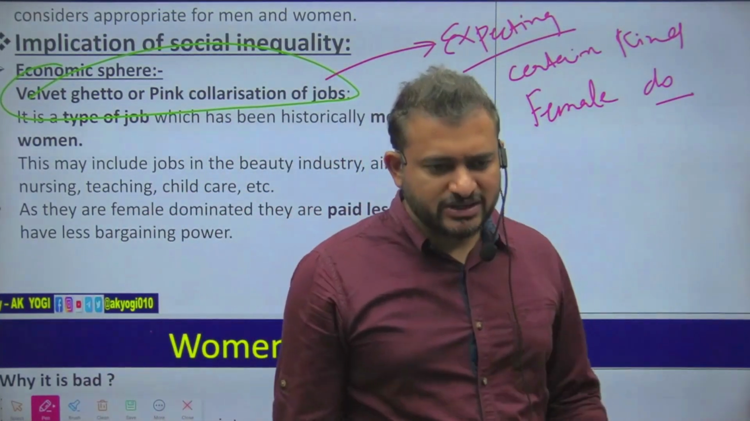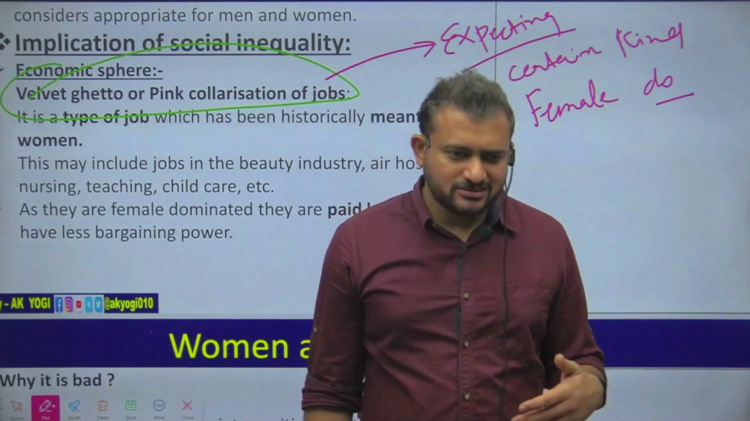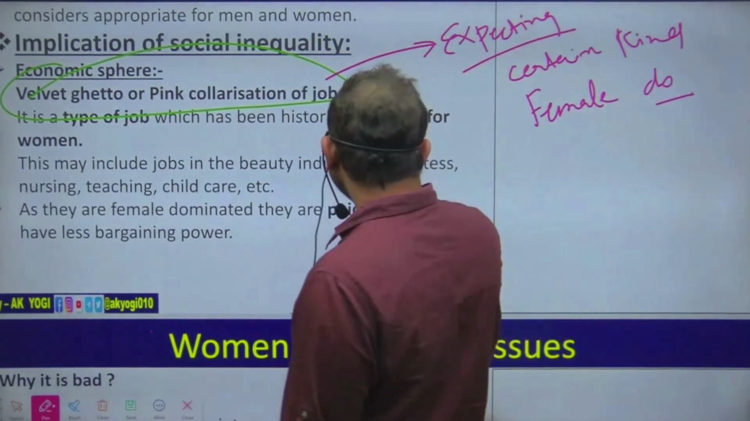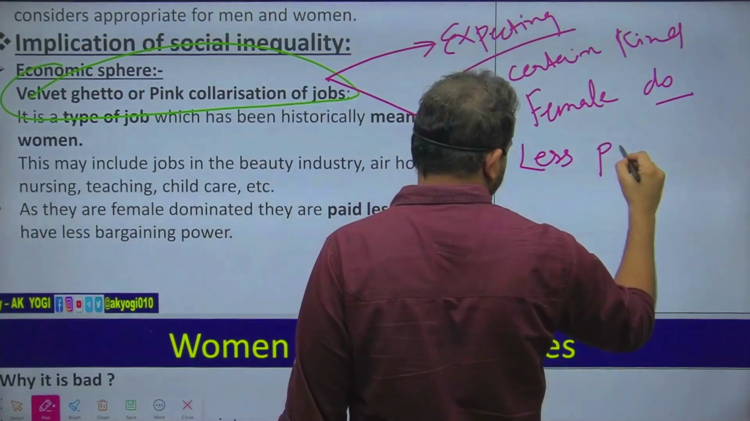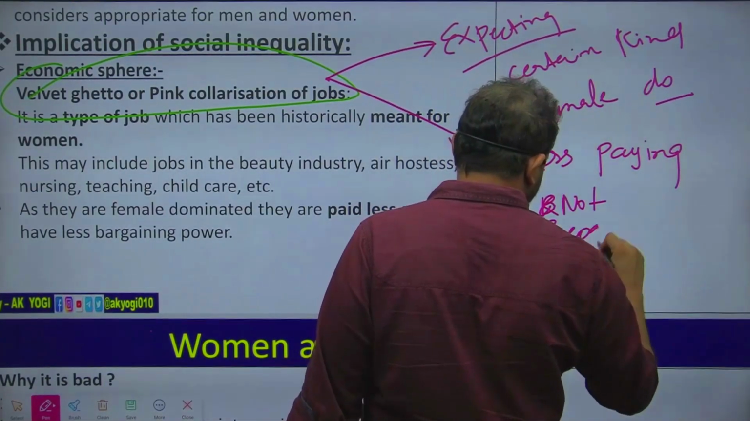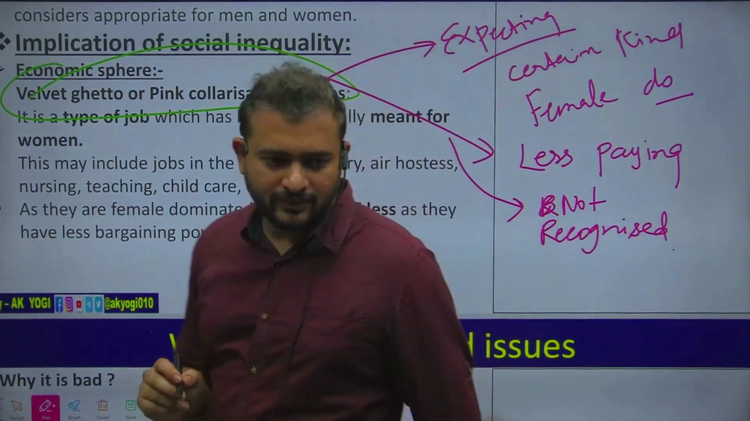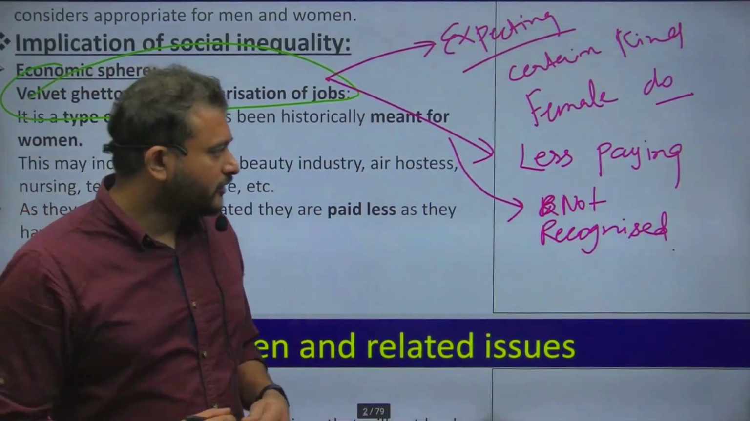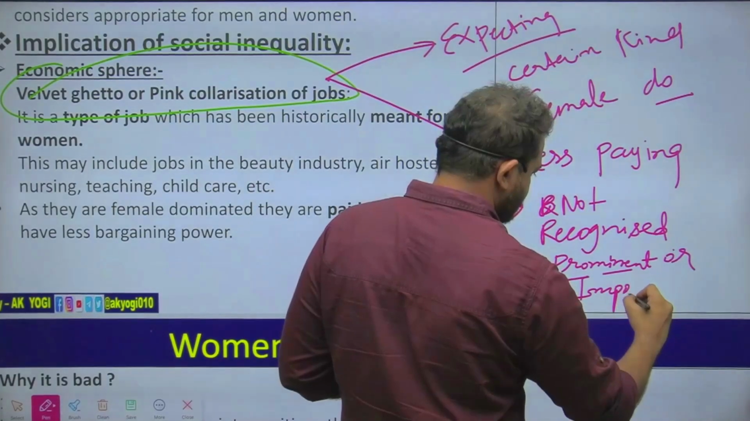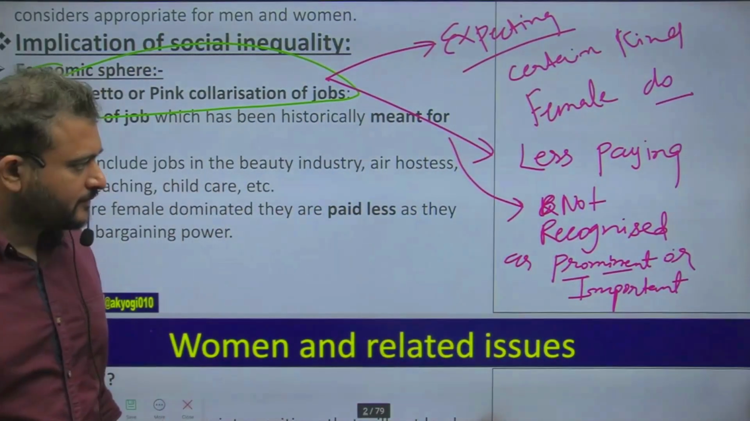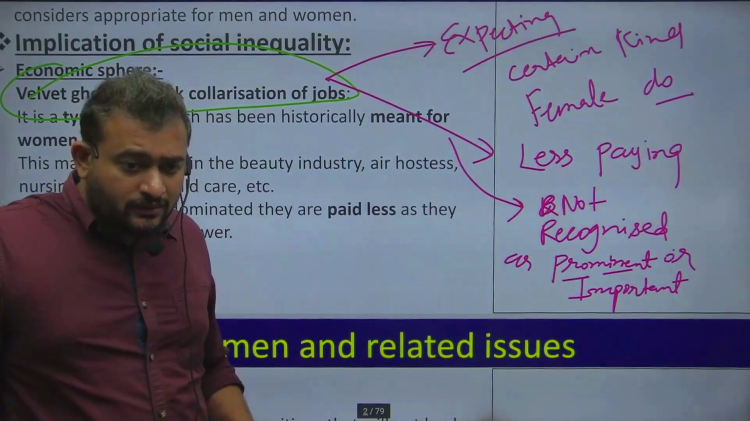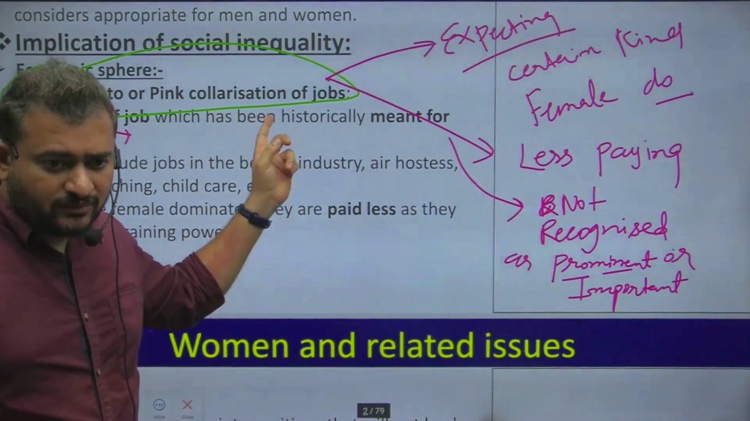But in modern society and in modern times we have seen that there are some changes going on, and particularly these jobs have certain characteristics: they are less paying, or sometimes even not recognized as prominent or important jobs. That is called pink polarization of the job or velvet ghetto. So, ghetto means basti.